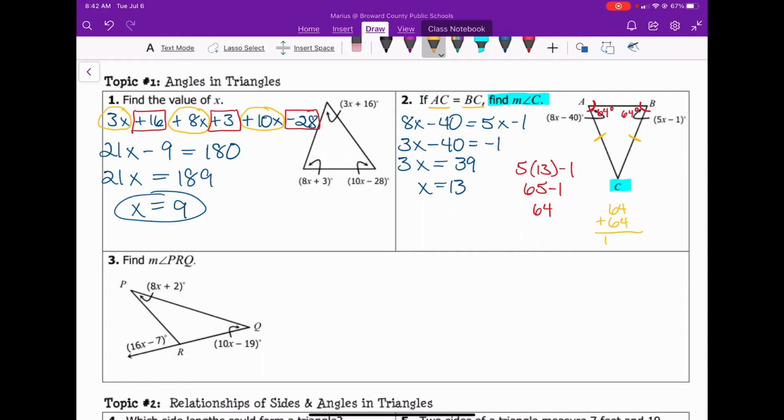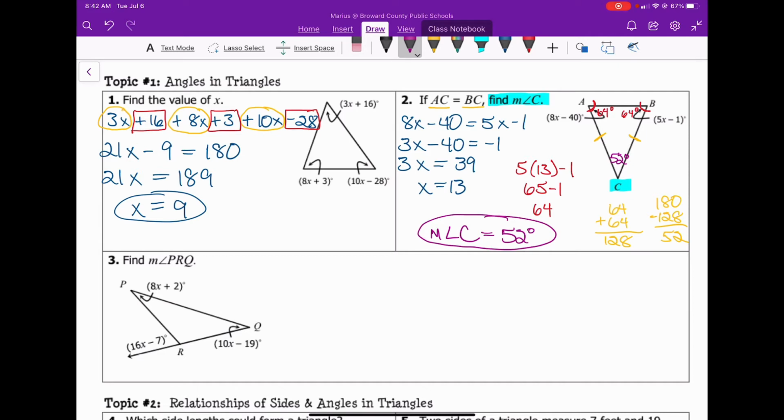And that's going to give us 128. Now, the last thing we need to do is subtract 128 from 180. So 180 minus 128, that's going to give us 52. So the measure of angle C is 52 degrees. Measure of angle C is equal to 52 degrees.